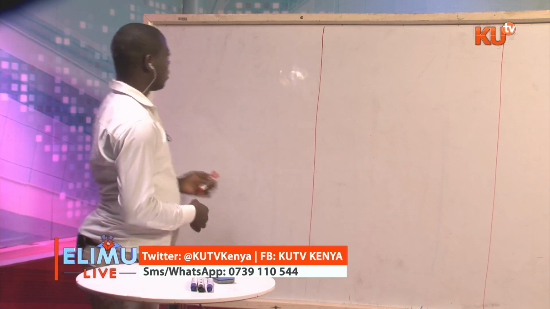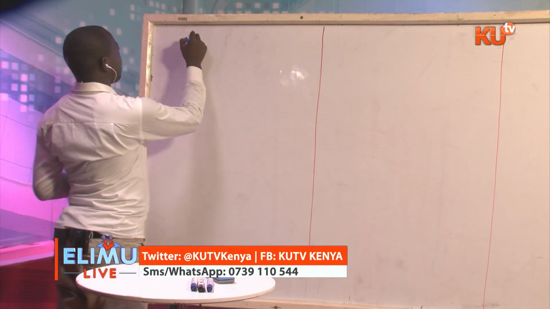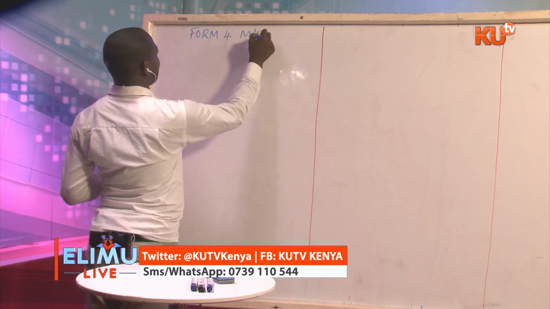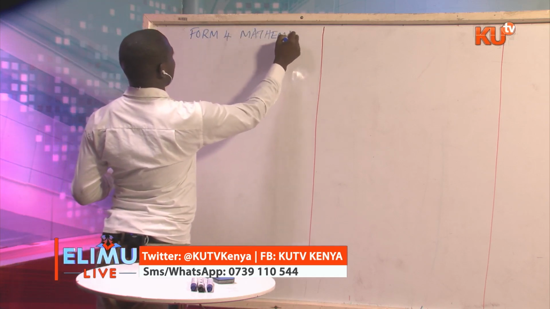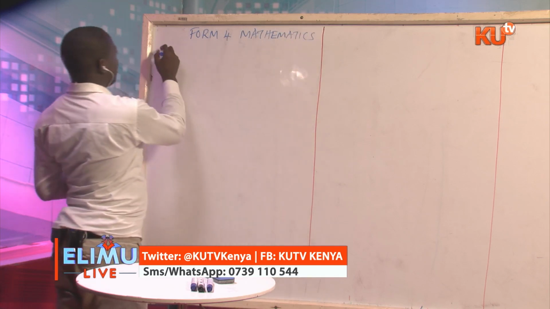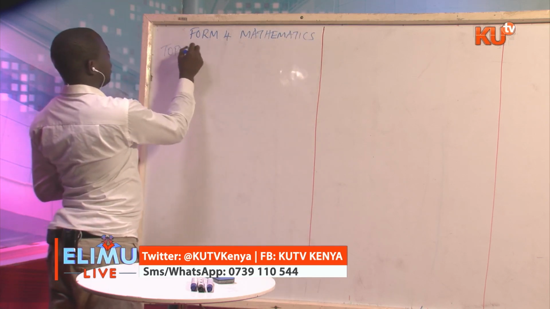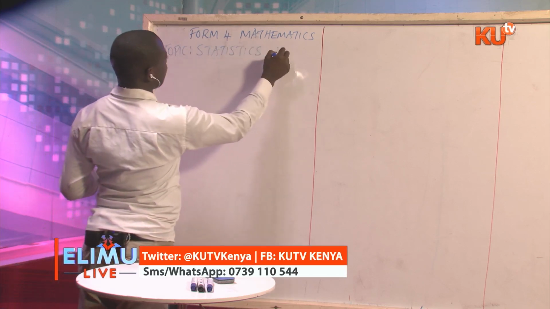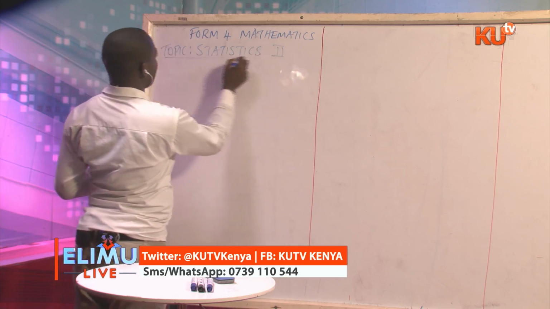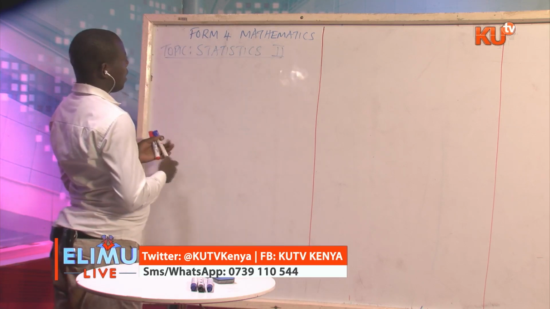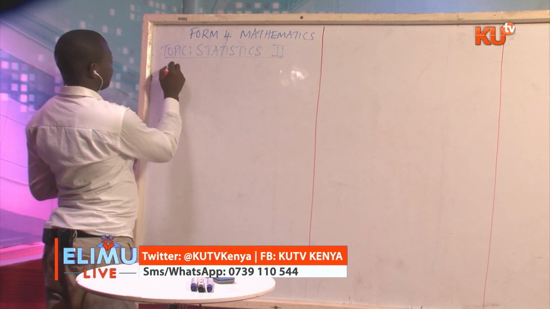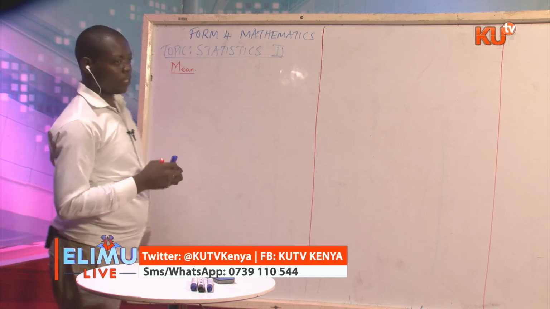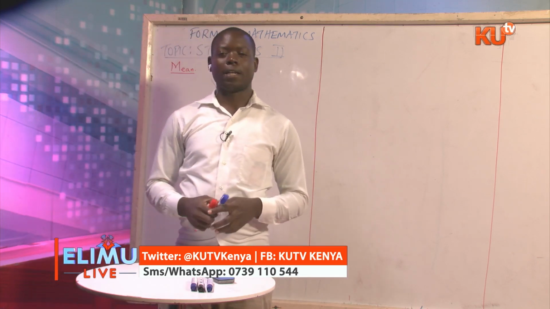So in our lesson today, students, being Form 4 mathematics, we are handling a topic we call Statistics 2. Our area of concern today is mean.